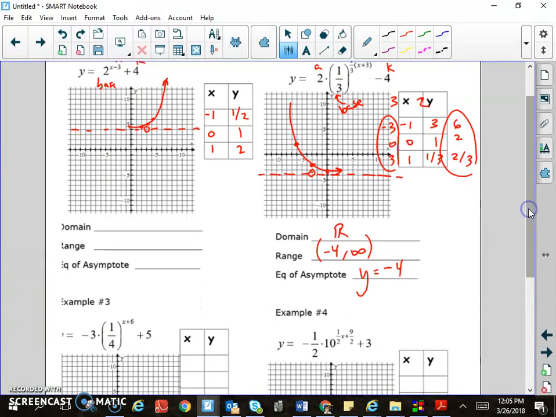From here, just fill out the same information. So all real numbers, or in interval notation, -infinity to infinity, or in inequality notation, -infinity less than x less than infinity. Set notation we don't use. So the range, lowest to highest, should be 4 to infinity, parentheses around both. And then the equation of the asymptote is y equals 4.